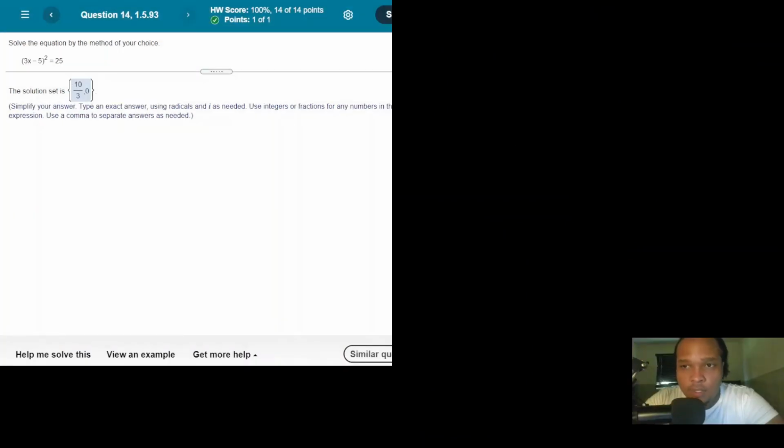Okay, so in this last example, you can see we have parentheses 3x minus 5 squared equals 25. I already got the points for this one, so I will just explain how I did it. All right, so it says method of your choice. So you can see that on the left side, we have a binomial squared, and on the right side, we have a perfect square. 25 is a perfect square, right? This problem right here is just screaming for us to use the square root property. So go ahead and put 3x minus 5 squared is equal to 25.